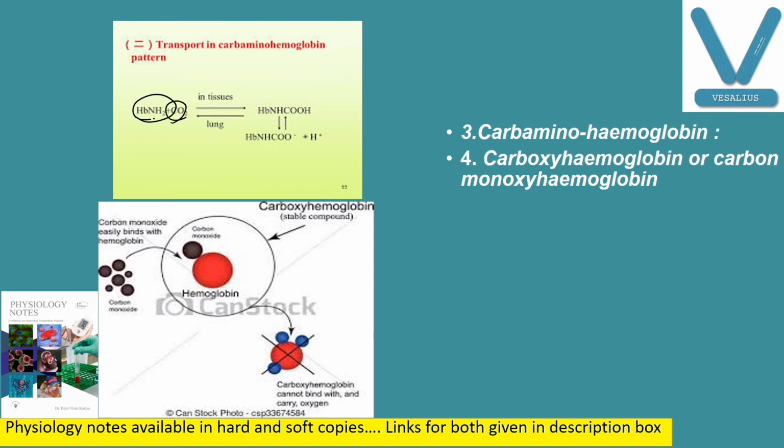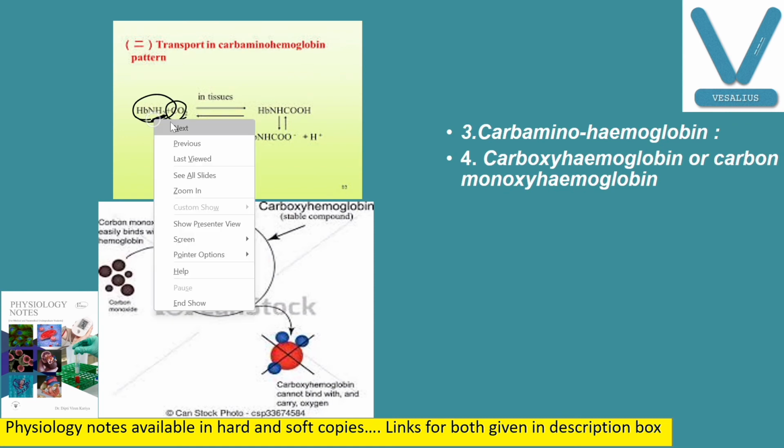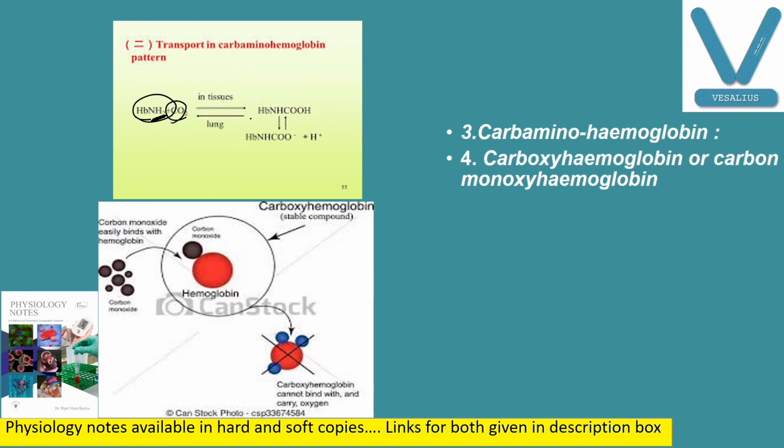You can see, as I told you, the amino terminal of the globin chain binds with carbon dioxide and forms carbaminohemoglobin. You can see here, this one. Fine. Then carboxyhemoglobin. Here, a very important thing. This is carbaminohemoglobin, carbon dioxide plus hemoglobin, and carboxyhemoglobin is hemoglobin plus carbon monoxide. Carbon monoxide, when it binds with the hemoglobin, forms carboxyhemoglobin.